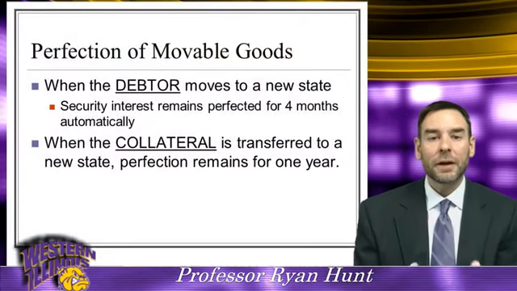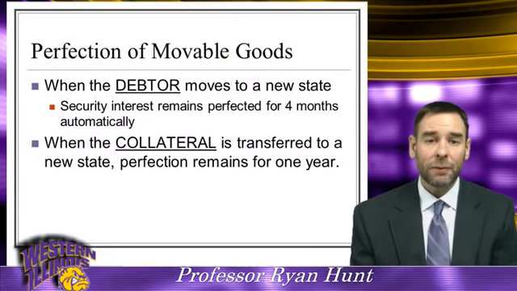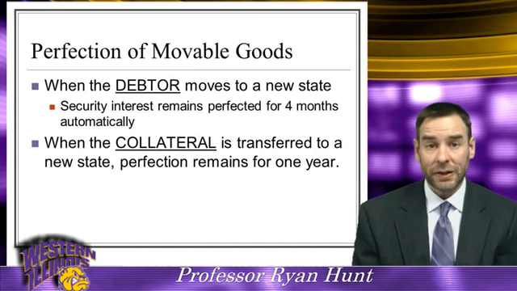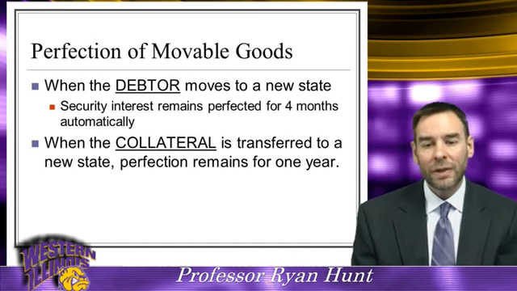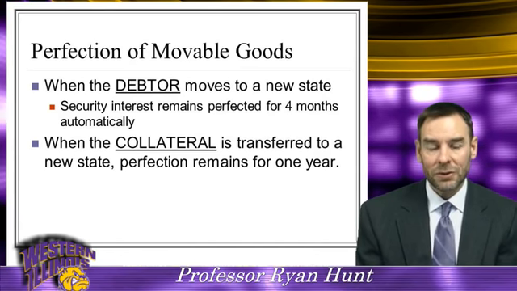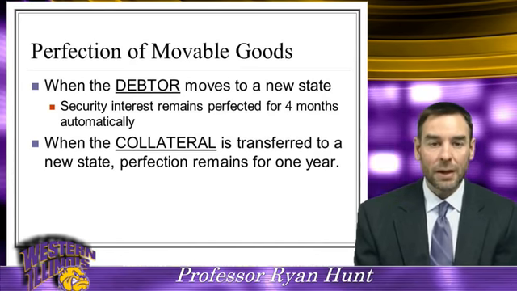Okay, what if the goods are movable? Or what if we move the goods around, or what if the debtor moves around? What do we do with our security interest? Well, here's some rules on that. When the debtor moves to a new state, then the security interest remains effective for 4 months automatically.